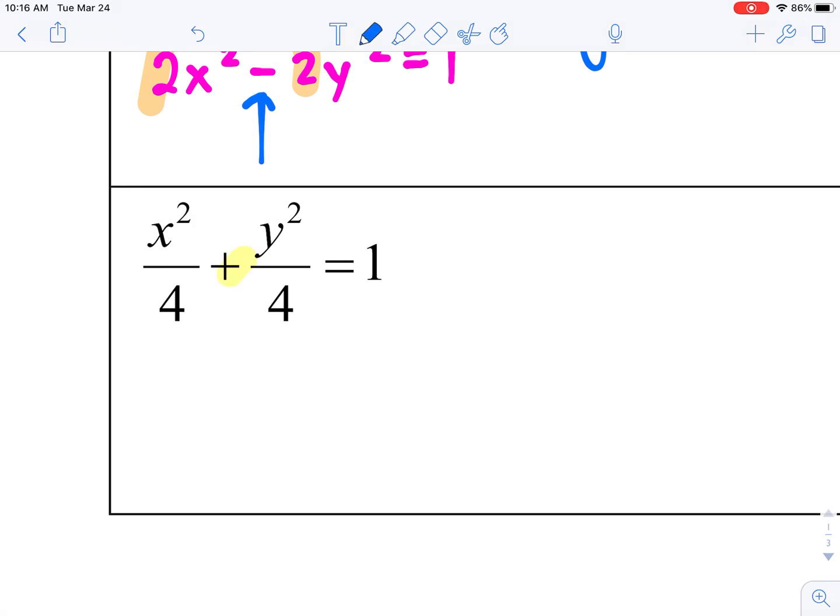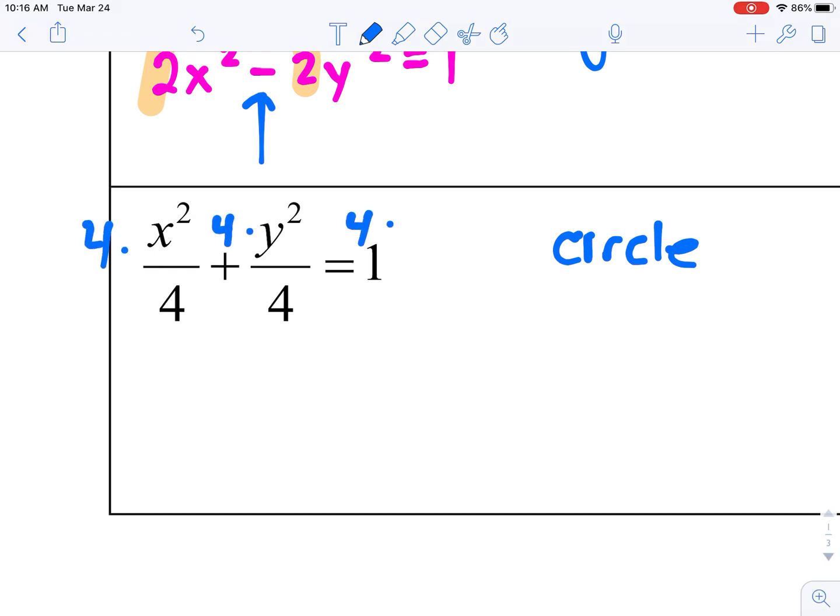We see a plus sign, we see the same number. That would make it a circle. However, this is not proper notation for a circle. It looks more like proper notation for an ellipse, but if an ellipse has the same distance going all the way around, it's technically a circle.